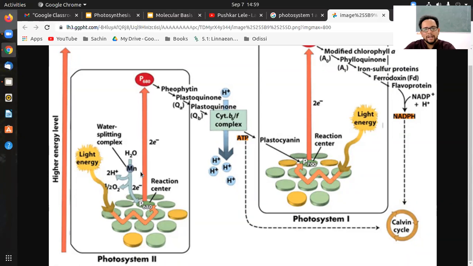And water we already have studied in the absorption by root, where the water comes into the leaf. So that same water is getting split into H and oxygen, that is hydrogen and oxygen, with the help of light energy. This particular part is called photolysis. So that is the photolysis part.